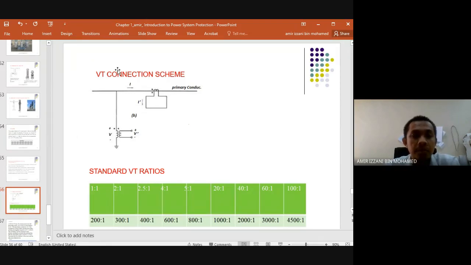Okay, this is how the connection scheme looks like. This one is CT, and this one is CT, current transformer, and this is VT, voltage transformer.